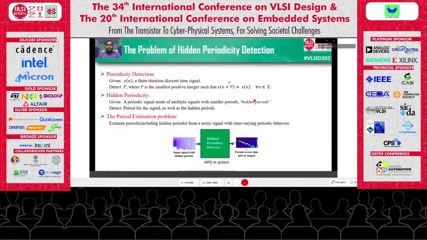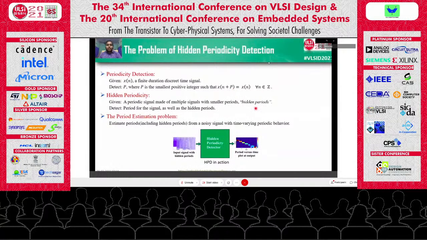Periodicity detection of any discrete time signal x[n] deals with finding a p for which x[n] equals x[n+p], where p is the smallest of such numbers. In our work, two or more different signals can combine to form another signal with a different periodicity. In such cases, the periodicities of the basic signals are termed the hidden periods.